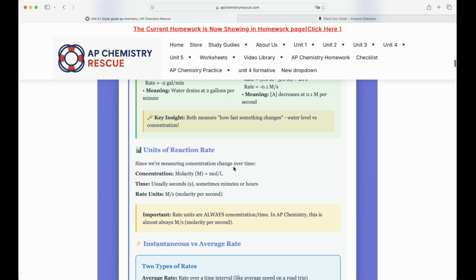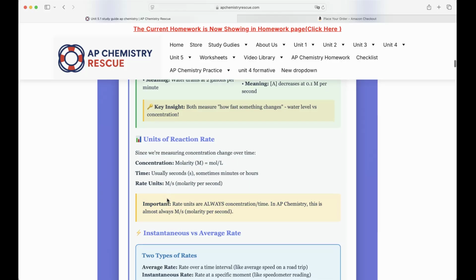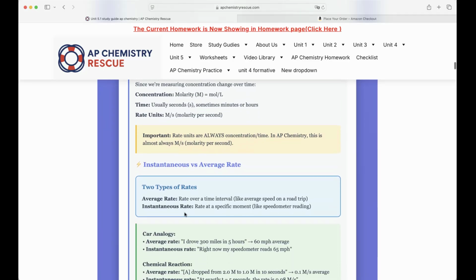So what are the units of the rate of the reaction? It is equal to the units of the concentration divided by the units of time. The unit of concentration is either molarity or mole per liter, and the unit of time is seconds, sometimes minutes or hours, but we'll change back to seconds. If it's a very slow reaction, it will be in minutes or hours. The rate units are always concentration over time. In AP Chemistry, this is always molarity per second or mole per liter per second.